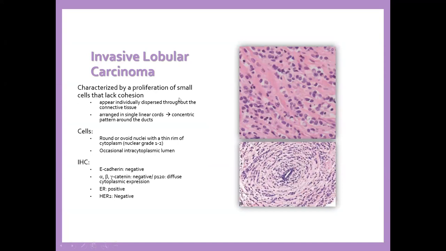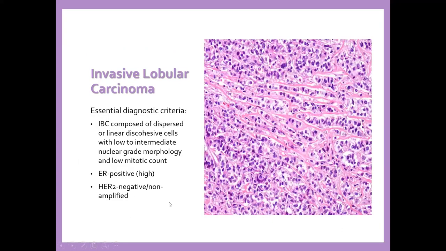And again, they're characterized by a proliferation of cells that lack adhesion, as you can see in here. They're round and oval. And by immunostains, again, you have this targeting pattern around the ductal system. E-cadherin is negative. The other cadherin or catenin stains are positive. They're often ER positive and HER2 negative. And this is practically a typical example of infiltrating lobular carcinoma. And that is really the most important morphological feature of that.